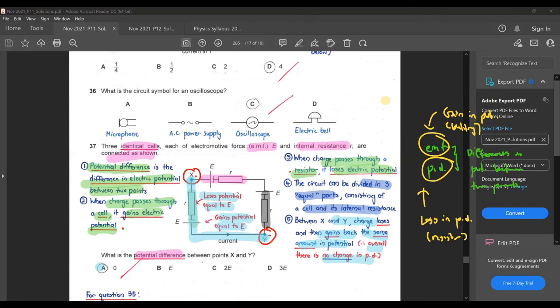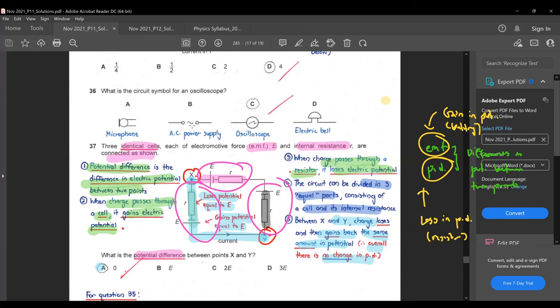Okay. So this one is by symmetry. You can see that there's a symmetry here. This circuit can be divided into three equal parts: three equal EMFs, three equal internal resistances. So it's going to be the same in terms of what you gain and what you lose. Okay. So this one, the answer is just A. All right. So this one is okay.